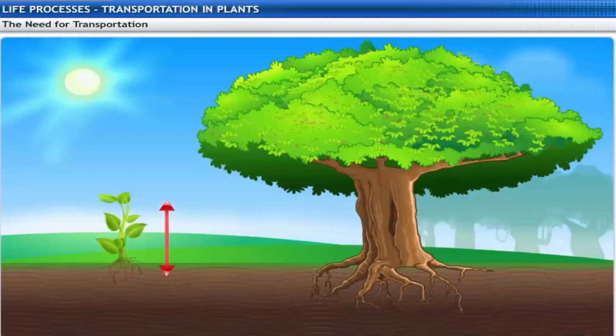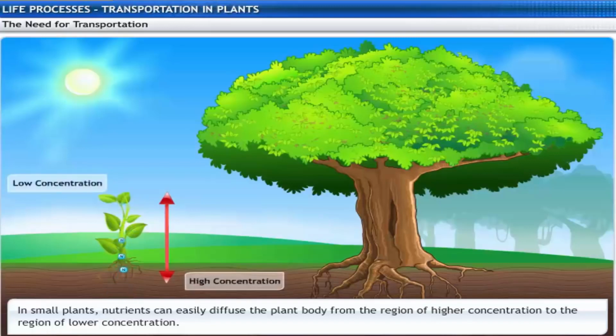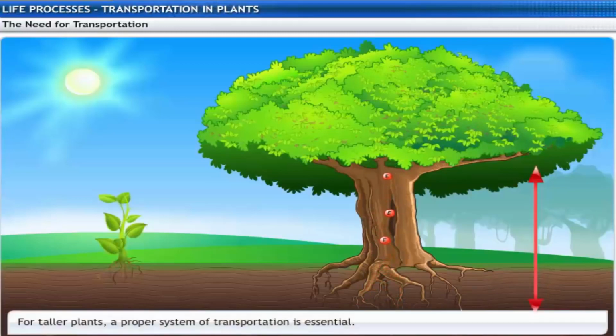If the distance between the roots and the leaves are small, nutrients can easily diffuse in the plant body from the region of higher concentration to the region of lower concentration. However, if these distances become large because of the plant body design, diffusion alone cannot provide raw materials and energy reserves to the plant. A proper system of transportation is therefore essential in such types of plants.